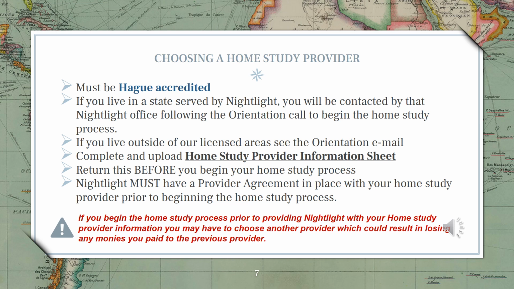The first reason is because Nightlight must have an exempt provider agreement in place with the agency prior to you beginning the home study. Secondly, it helps us to assure that the home study agency provider is a Hague-accredited agency. It is also important to note, if you do start the home study process prior to providing Nightlight with your home study information, you may have to choose another provider, and this can result in losing any money that you have paid to a previous provider.